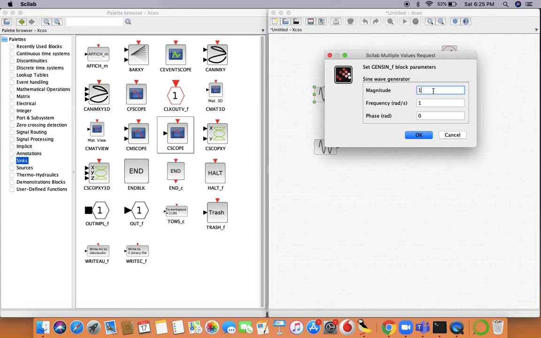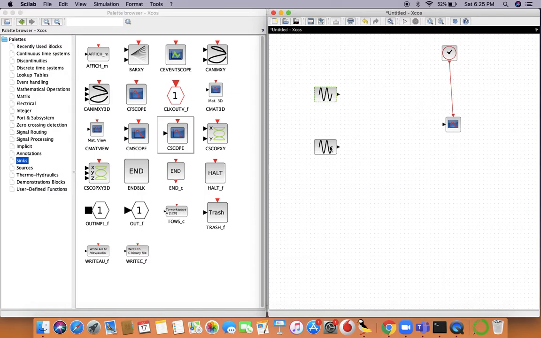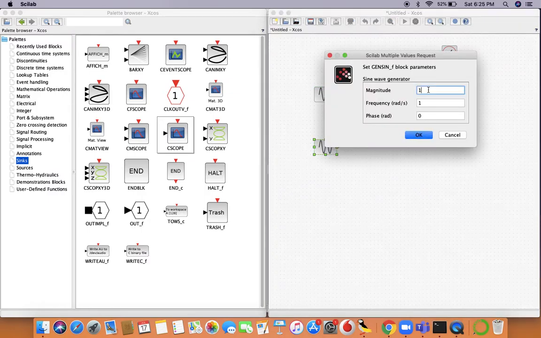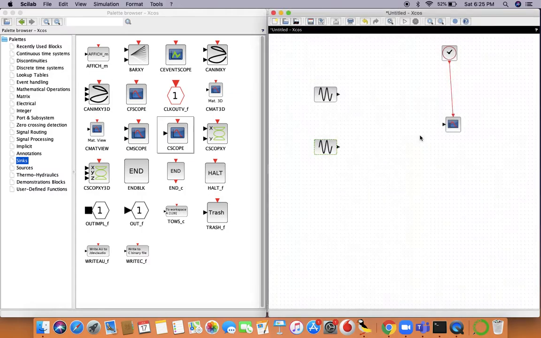Let's say we want one with a magnitude of 10 and frequency, let's go with our assumed one by 100th. And keep it phase 0, which is a typical sine wave. Similarly for this one, let's keep the magnitude a little higher, let's say 20. Same frequency because it makes it easier to analyze. And phase, let's also give it a sine wave for now.